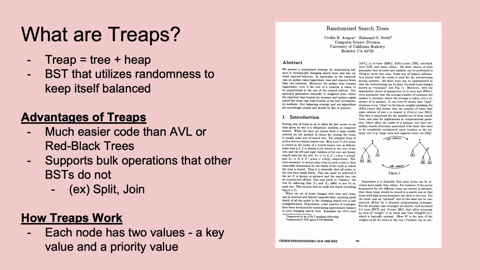Hello, today we will be talking about Treaps, a very interesting algorithm that combines aspects of data structures that we have learned in the past. Treaps were first described in 1989 by Seidel and Aragon, and its name, as well as its basic functions, are a combination of tree and heap. Essentially, it is a binary search tree that utilizes randomness to keep itself balanced, similarly to splay trees.